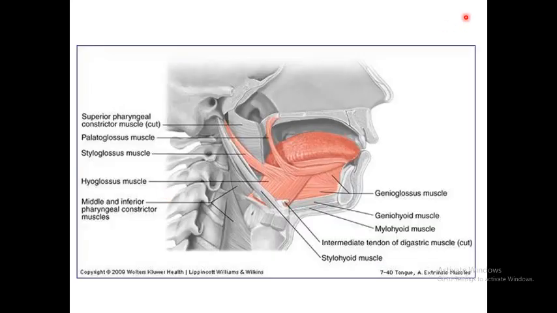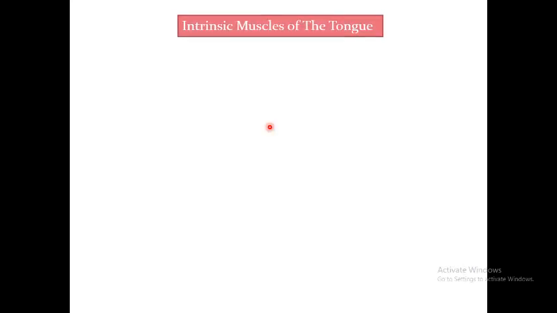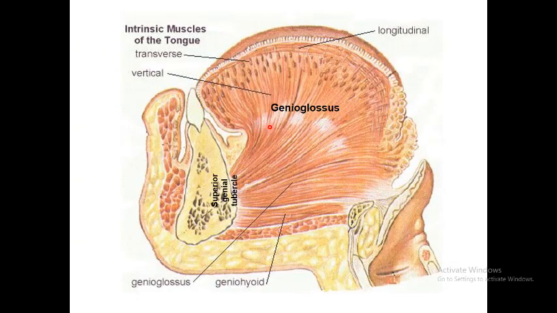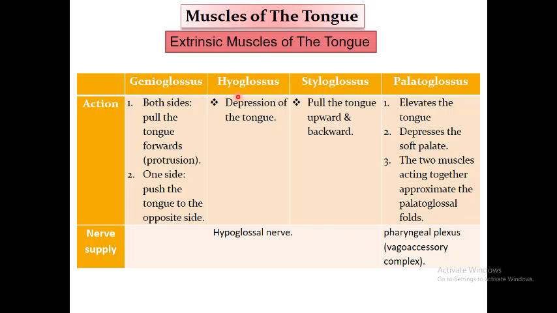Again, in this figure, this is the genioglossus, as we said. This is the hyoglossus. And this one from the skull is the styloglossus. I can note that we have a fourth one, from the palate to the tongue. This is the palatoglossus, which we saw when we talked about the palatoglossal fold. It will approximate the tongue to the palate to help in swallowing. So these are the four extrinsic muscles: genioglossus, hyoglossus, styloglossus, palatoglossus.